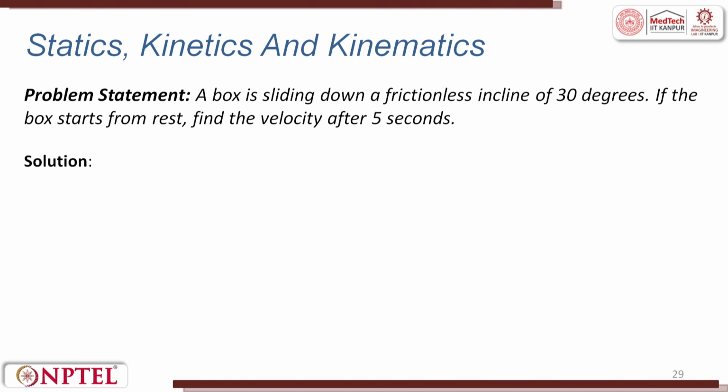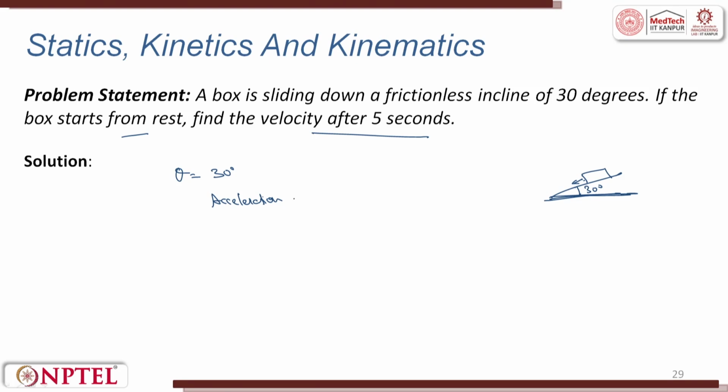There is another problem statement. A box is sliding down a frictionless incline of 30 degrees. If the box starts from rest, find the velocity after 5 seconds. So, here incline angle theta is equal to 30 degrees and the box starts from rest. So, here we know acceleration, because the angle given is 30 degrees. This is a plane surface at 30 degrees and this is a box that is sliding down this frictionless surface.